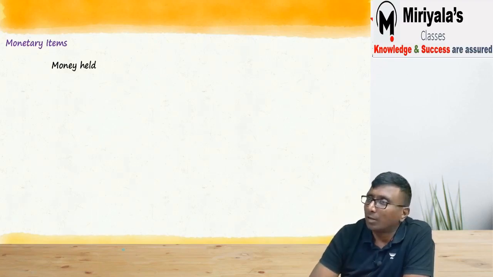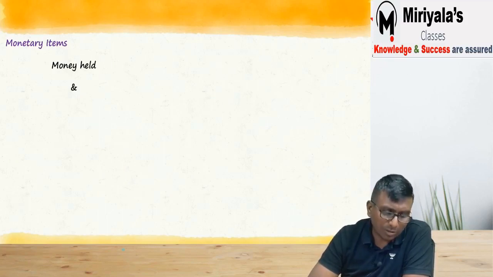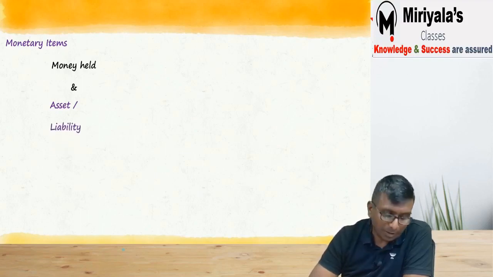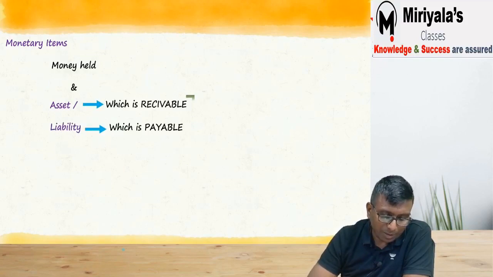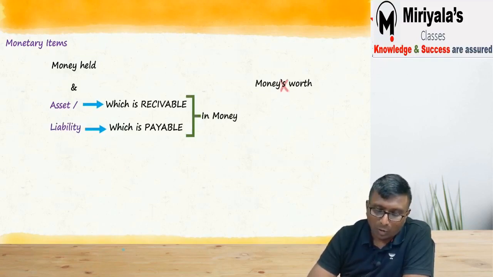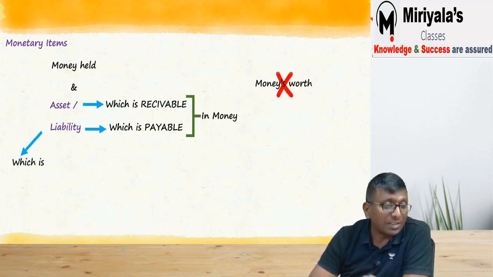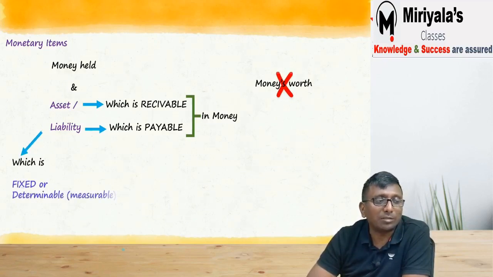Only money. And any asset, meaning receivable, or liability that is payable, which is receivable or payable in terms of money. Only money. What about money's worth? No, no. Next point, these items, asset or liability, which are either fixed or determinable, it will say.